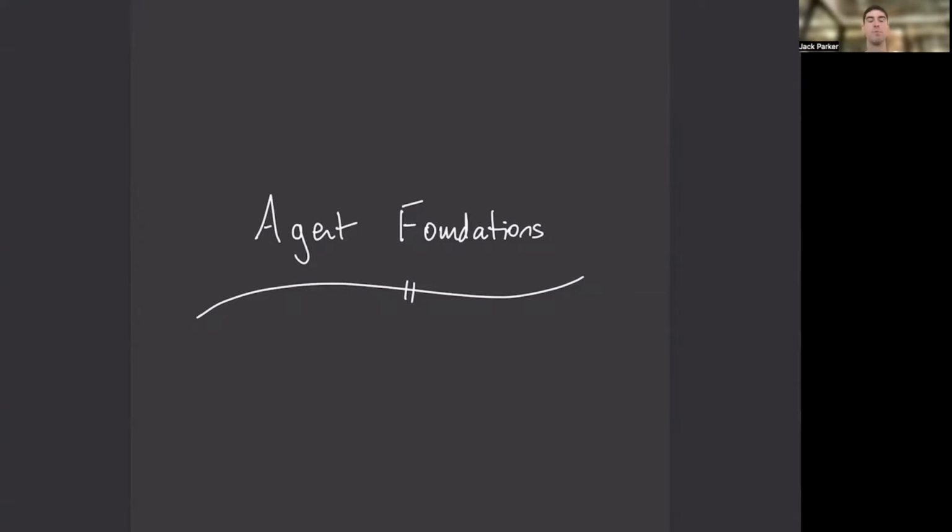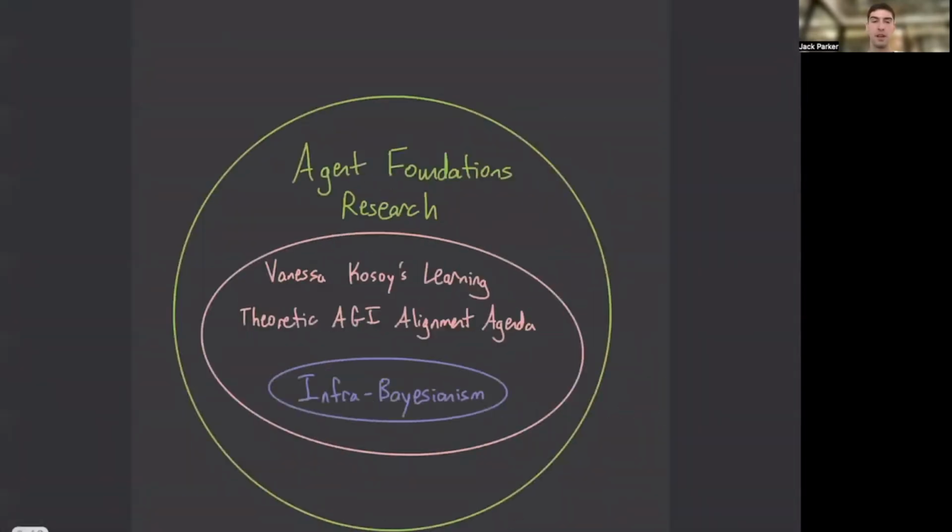But in this video, we're going to zoom out one step further and motivate the Agent Foundations research framework, which is a class of research agendas centered around becoming less fundamentally confused about basic questions related to agency. Vanessa's Learning Theoretic Alignment Agenda is one example of an Agent Foundations research agenda, and IB is a piece of the puzzle in Vanessa's agenda.